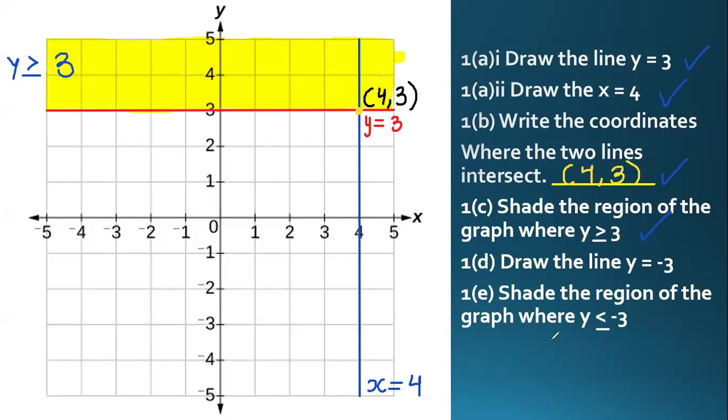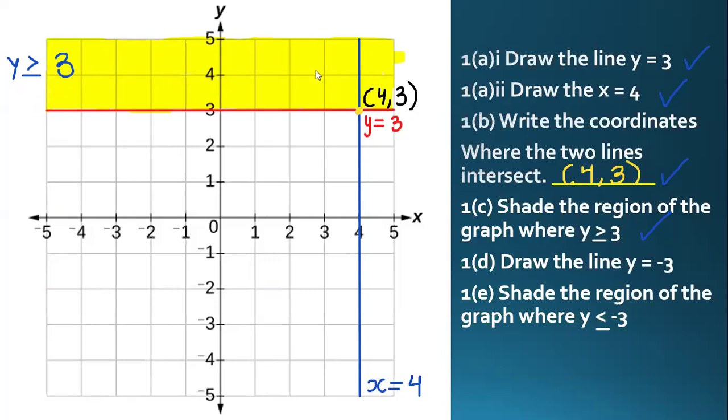All right, so there we have it. We have y is greater than or equal to 3. Again, y is greater than or equal to 3. There we have it. Okay. So now the next question. Read the next question. That would be part D. Read that for me, please.